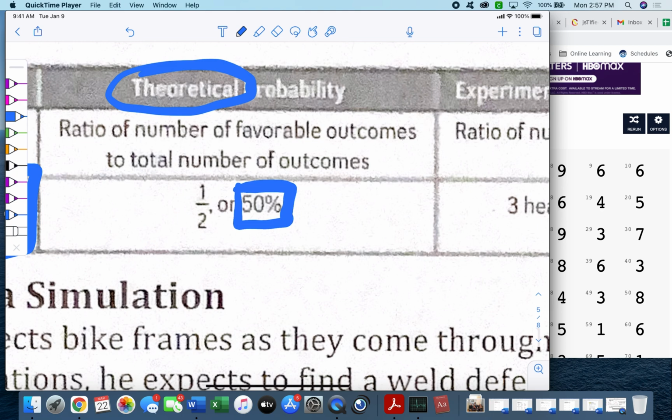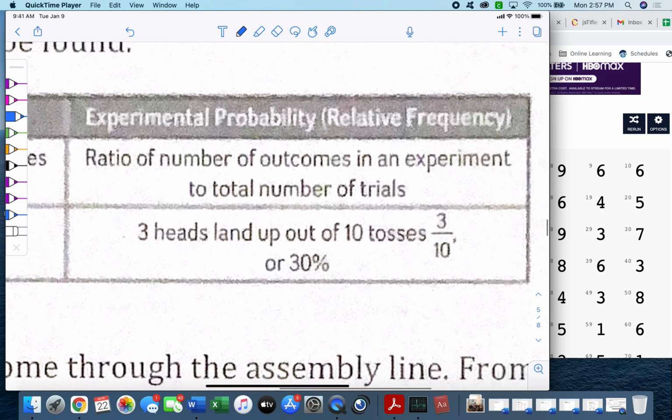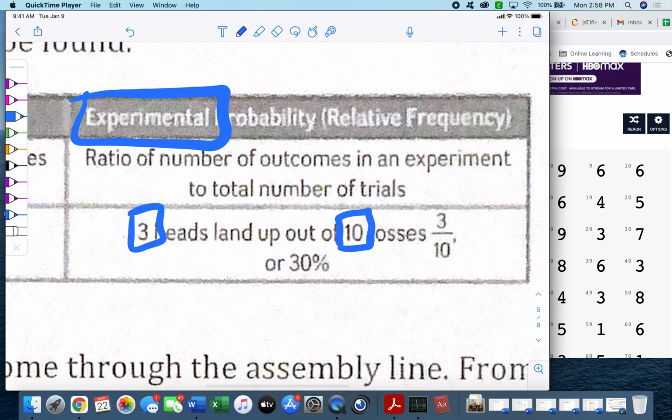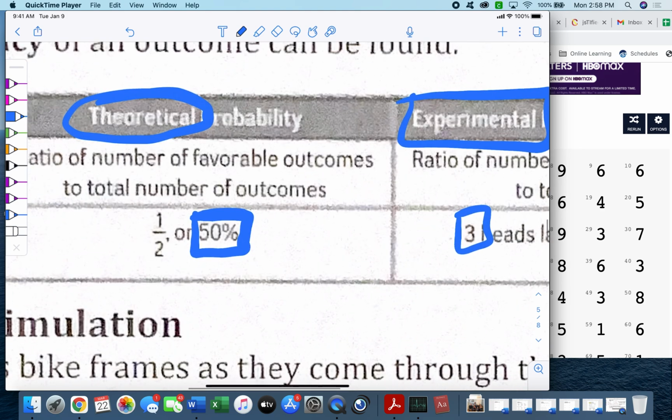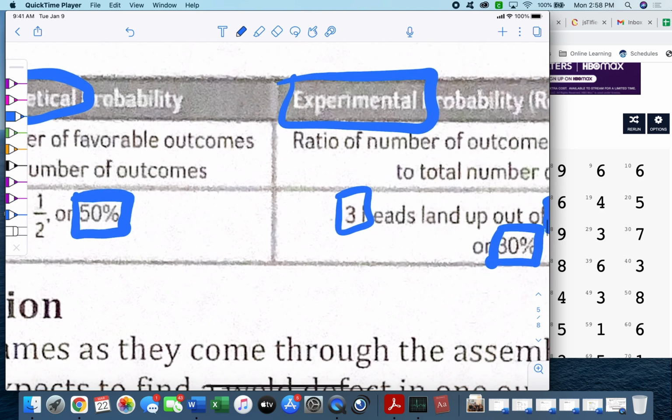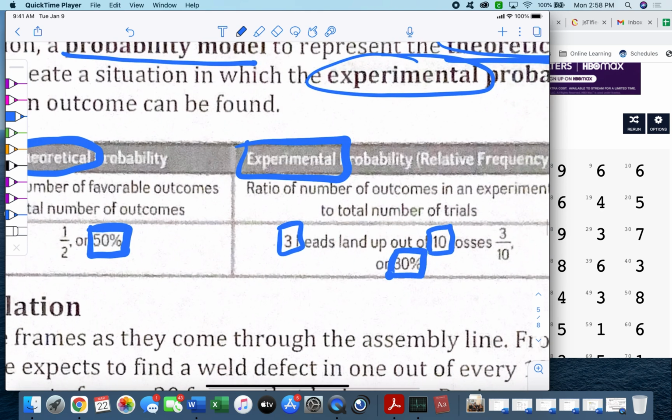50% of the time. But if I run an experiment and I toss 10 coins, does that mean exactly 5 of them will come up heads? No, not always. In this case, they did that experiment and out of 10 tosses, 3 came up heads. So their experimental probability was 30% rather than the 50% that it was in theory. Experimental versus theoretical is not the same always. Sometimes it will be, but sometimes it won't.